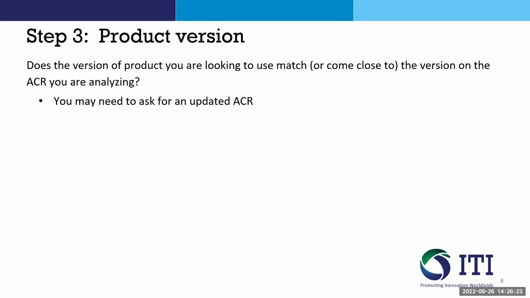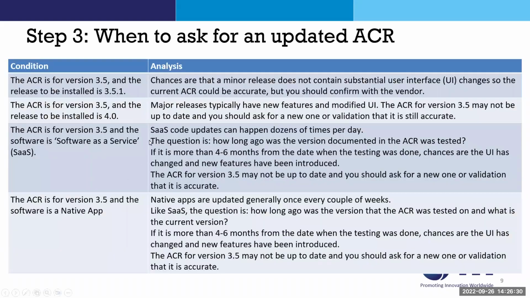And so we'll go through some steps right now about how to determine if the report you got is the right one. Okay, so this would be when to ask for an updated ACR. We have some conditions and some analysis that I'm going to go through that might help you to determine, yes, this works and it's fine, and this is exactly the information I need to make this educated purchase. Or it might be obvious after this that you do need to request an updated ACR.